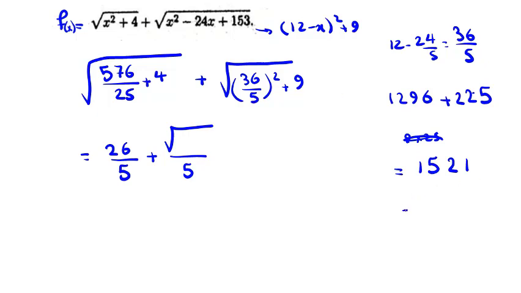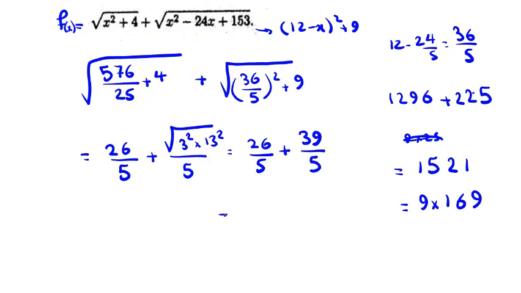Now if you want to consider square root, it's a multiple of 9, we can write 1521 divided by 9 is 169, then it is 9 times 13 squared. So it is 3 squared times 13 squared. We can say, okay, it's 26 over 5 plus 39, 3 times 13 over 5. If you add up these two numbers, 65 over 5 is 13.